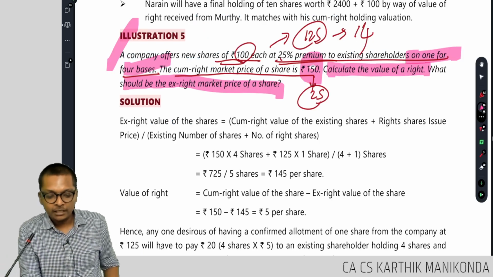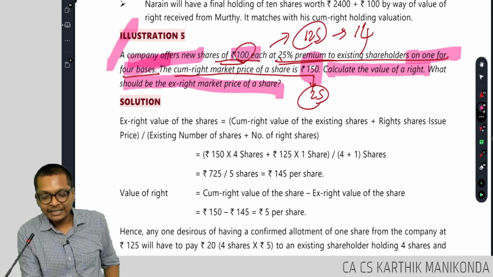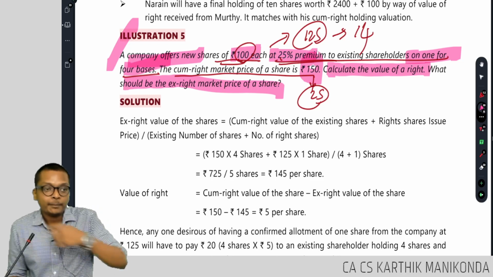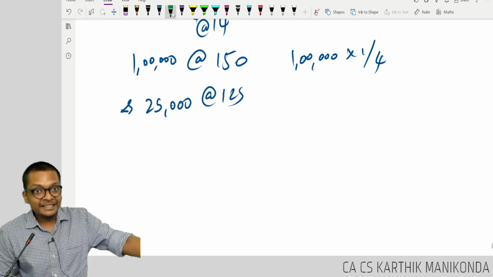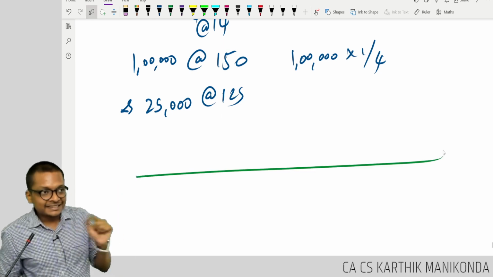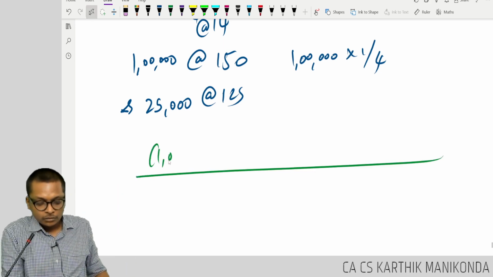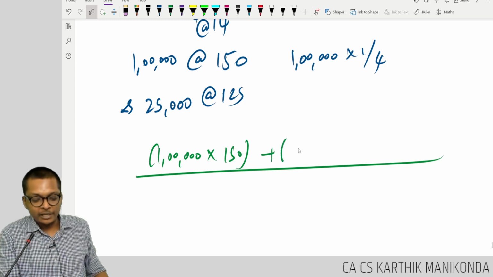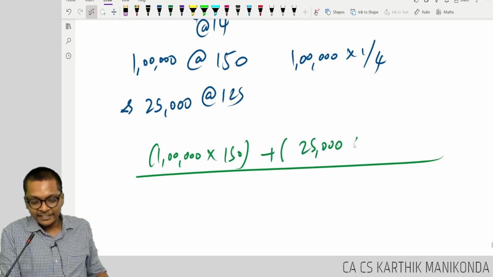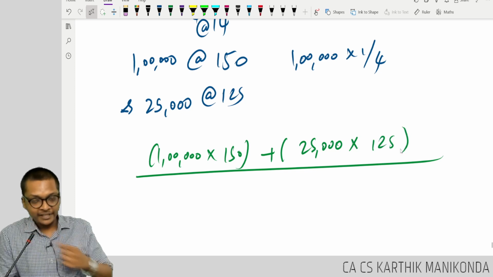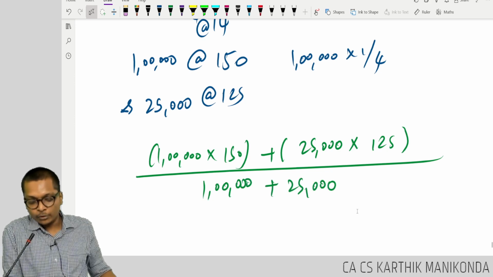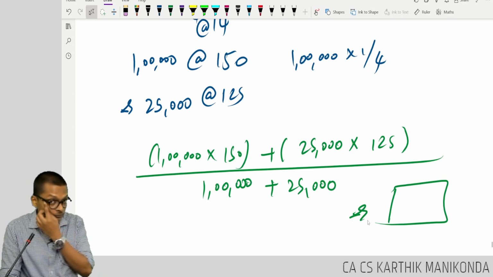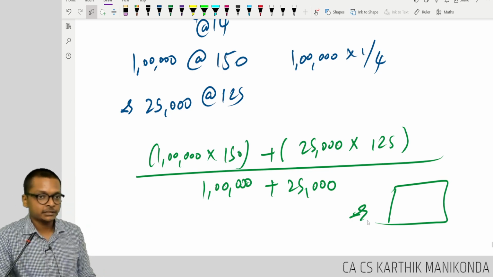And how much do I have to pay? The company offers 100 rupee shares at 25% premium. So I have to pay 25,000 into 125. Let me apply that equation I told you. Existing number of shares 1 lakh into 150 plus new number of shares 25,000 into 125, whole divided by existing number of shares plus new number of shares. What's the answer? Compute and give me the answer, guys.